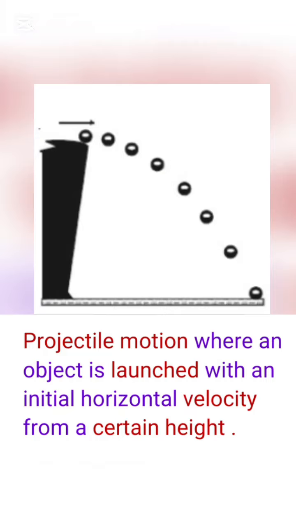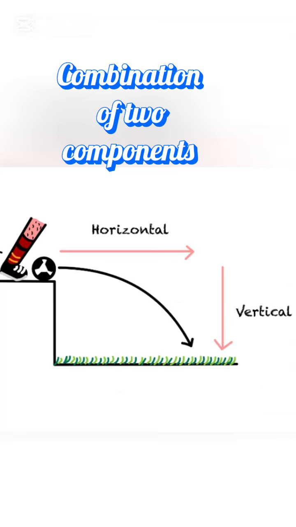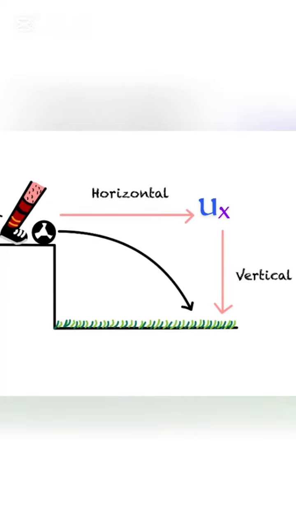The horizontal projection is a type of projectile motion where an object is launched with an initial horizontal velocity from a certain height. This motion of an object can be regarded as a combination of two components. One, horizontal motion, where the object starts with an initial horizontal velocity ux, and ux remains constant throughout the motion. Therefore, there is no horizontal acceleration, which means horizontally, acceleration ax is equal to 0.